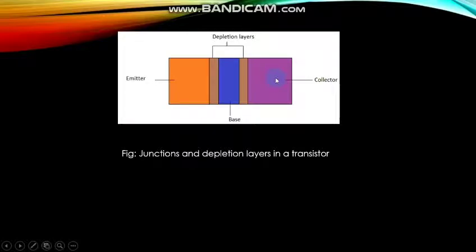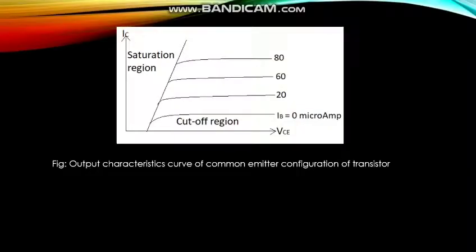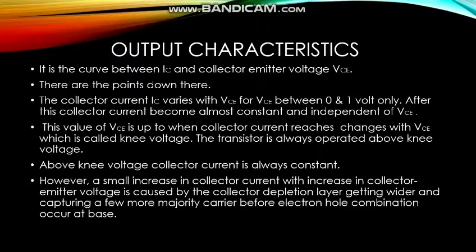And this is what happens when an increase in collector emitter voltage is made, and you can observe a small increase in collector current as well. So this is the reason why that happens. Okay, I hope you understood it well. Well, this is the output characteristics curve for common emitter configuration of a transistor, and I've explained everything to you.